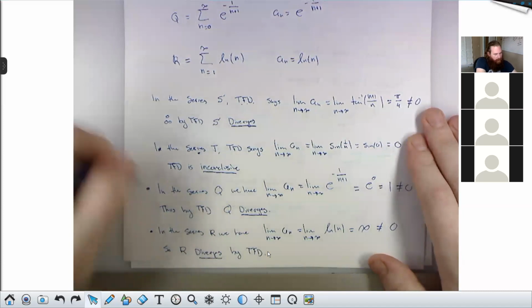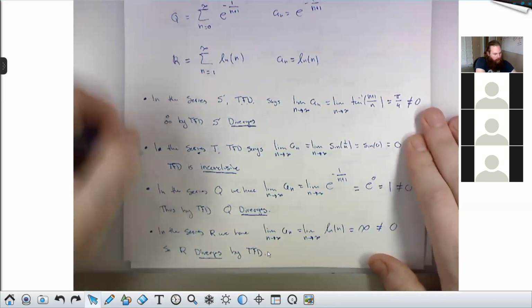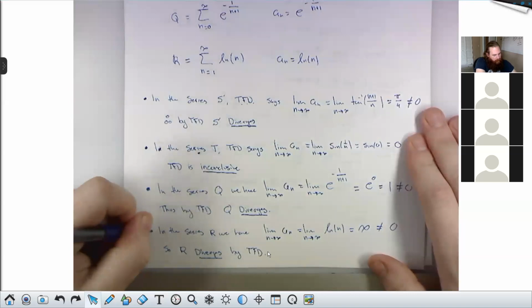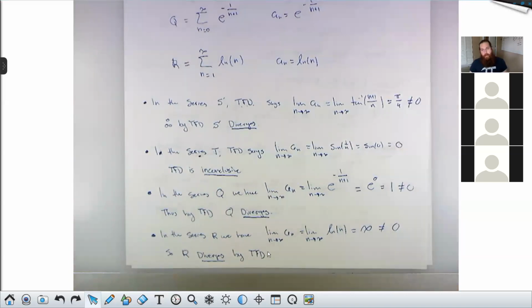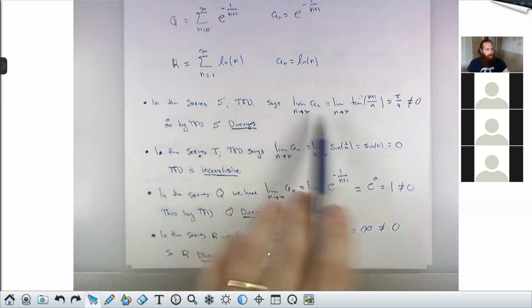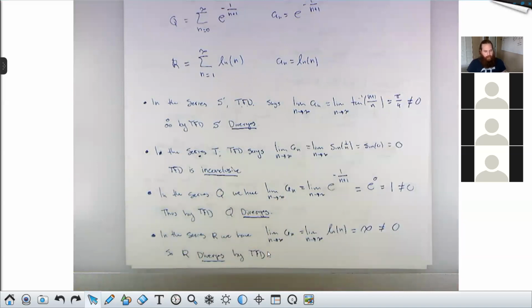In other words, if I hand you a series and ask you, does this series converge or diverge? Your first thought should be, is that series geometric? If it is, use our theorem on geometric series. Your second thought should be, if the series isn't geometric, what does TFD say about the series? If I take the limit as n goes to infinity of a_n, do I get 0 or not? If I don't get 0, then the series automatically diverges. If I do get 0, then TFD is inconclusive, and I have to move on to something else.